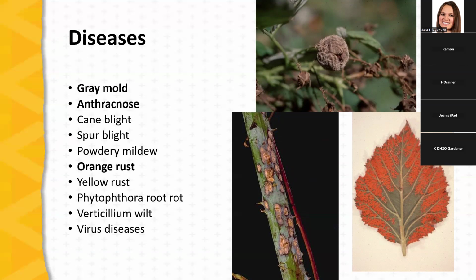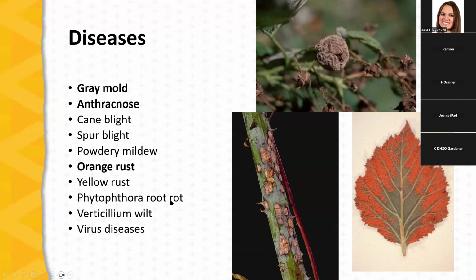There are 3 examples there of the diseases. The top picture is the grain mold that attacks the fruit, and anthracnose that attacks the cane, and fruit too. There are other types of blights and diseases. The orange rust is the one that has the rust on the leaf there, underneath the leaf, and it affects other fruits.